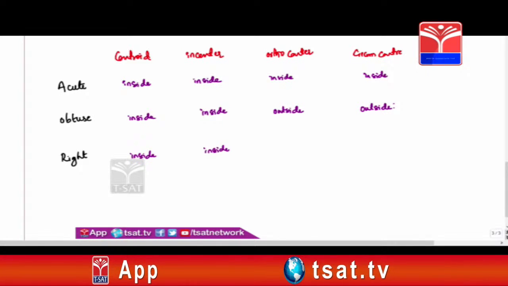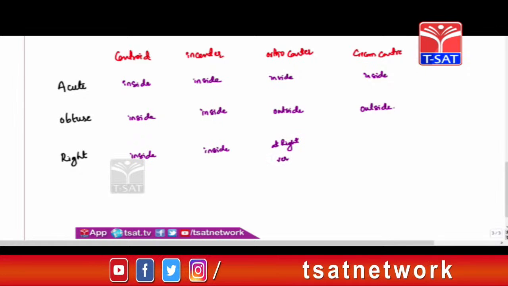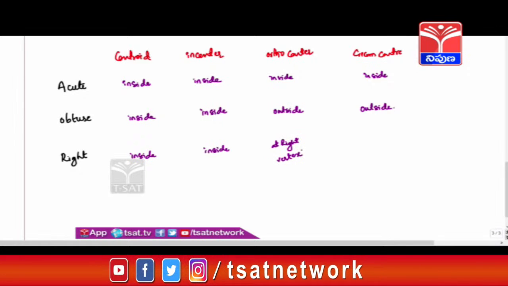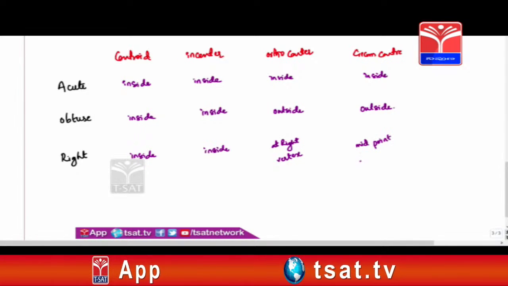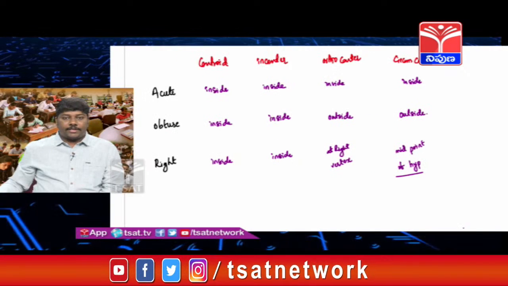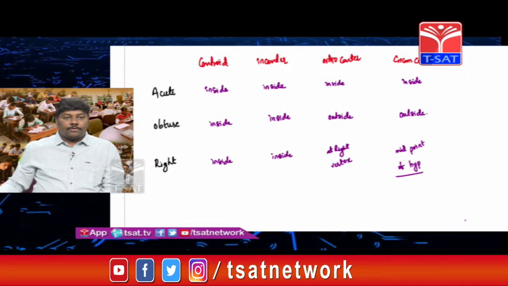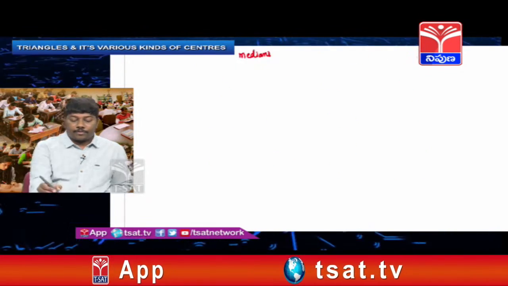When it comes to a right angle triangle, the orthocenter is at the right vertex. Now the circumcenter is exactly the midpoint of the hypotenuse. So these are the positions of the centroid, incenter, orthocenter and circumcenter with respect to acute, obtuse and right angle triangles.